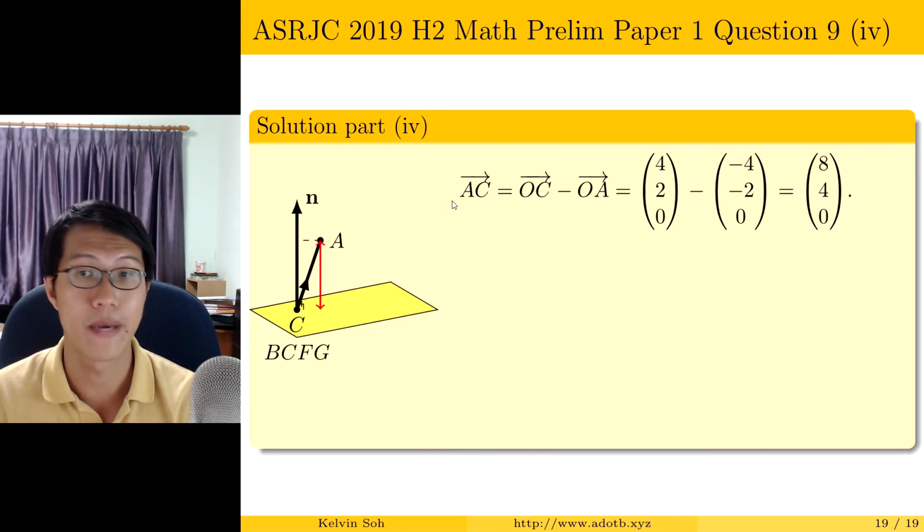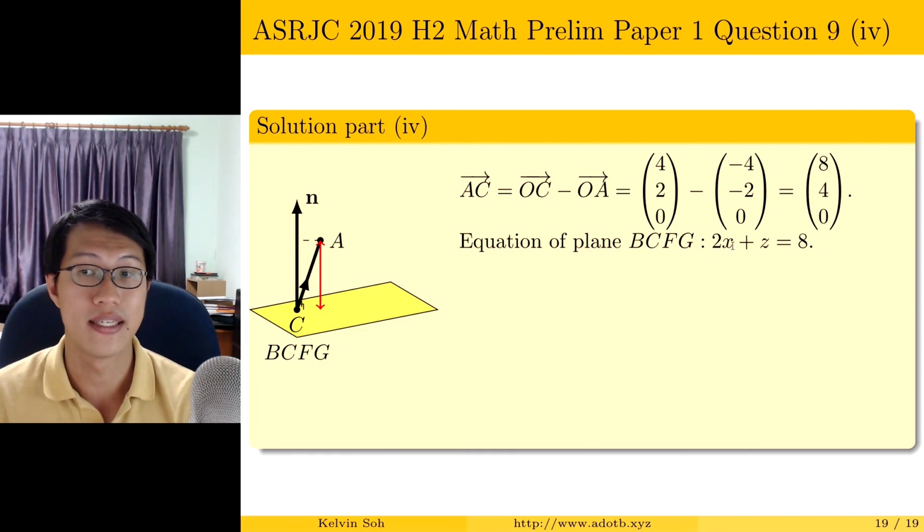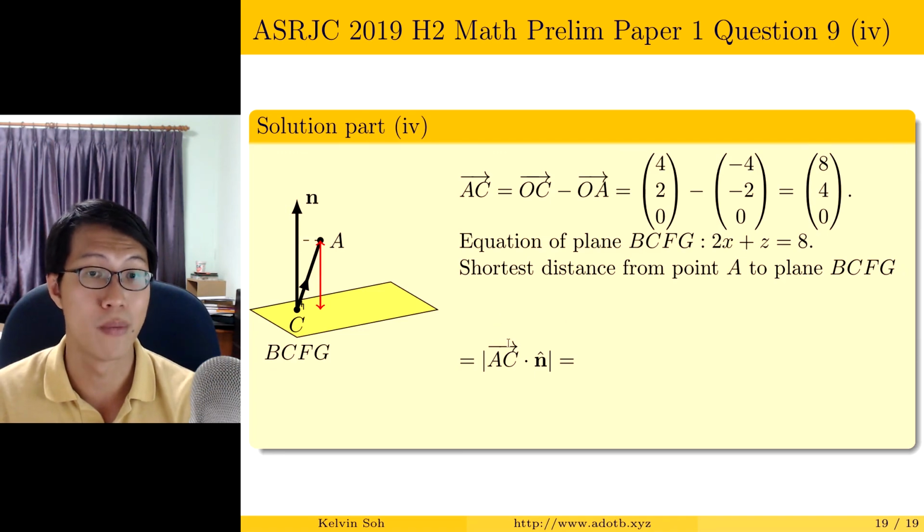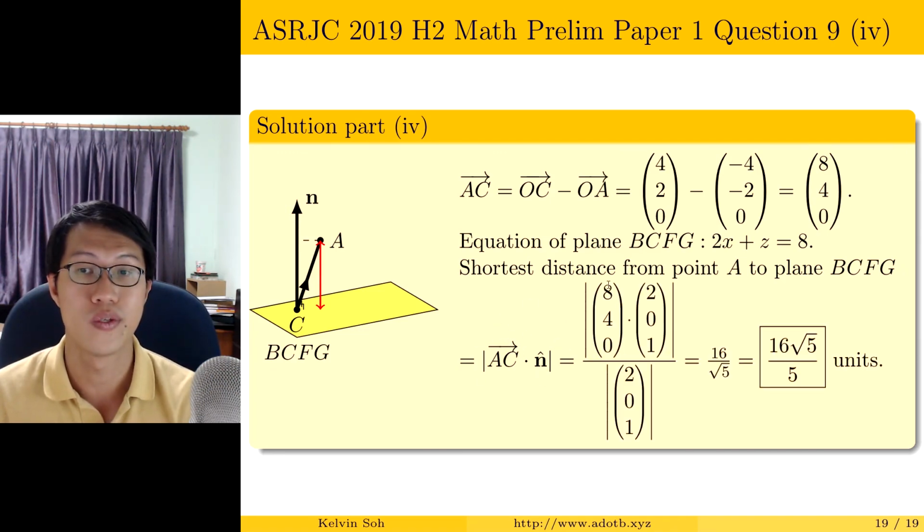So AC is given by OC minus OA. So we subtract the 2 position vectors to get this vector 8, 4, 0. We want the projection of this vector AC onto the normal vector. So as I've discussed earlier in the video, the normal vector will be very important in all plane questions that we'll be tackling. So our equation of plane is given by this. So we have our normal vector 2, 0, 1. So to find the projection, our projection formula is AC dot n hat. So we take AC dot our normal vector 2, 0, 1 divided by its magnitude. This gives us our final answer, 16 root 5 over 5. And that answers this ASRJC 2019 prelim question.